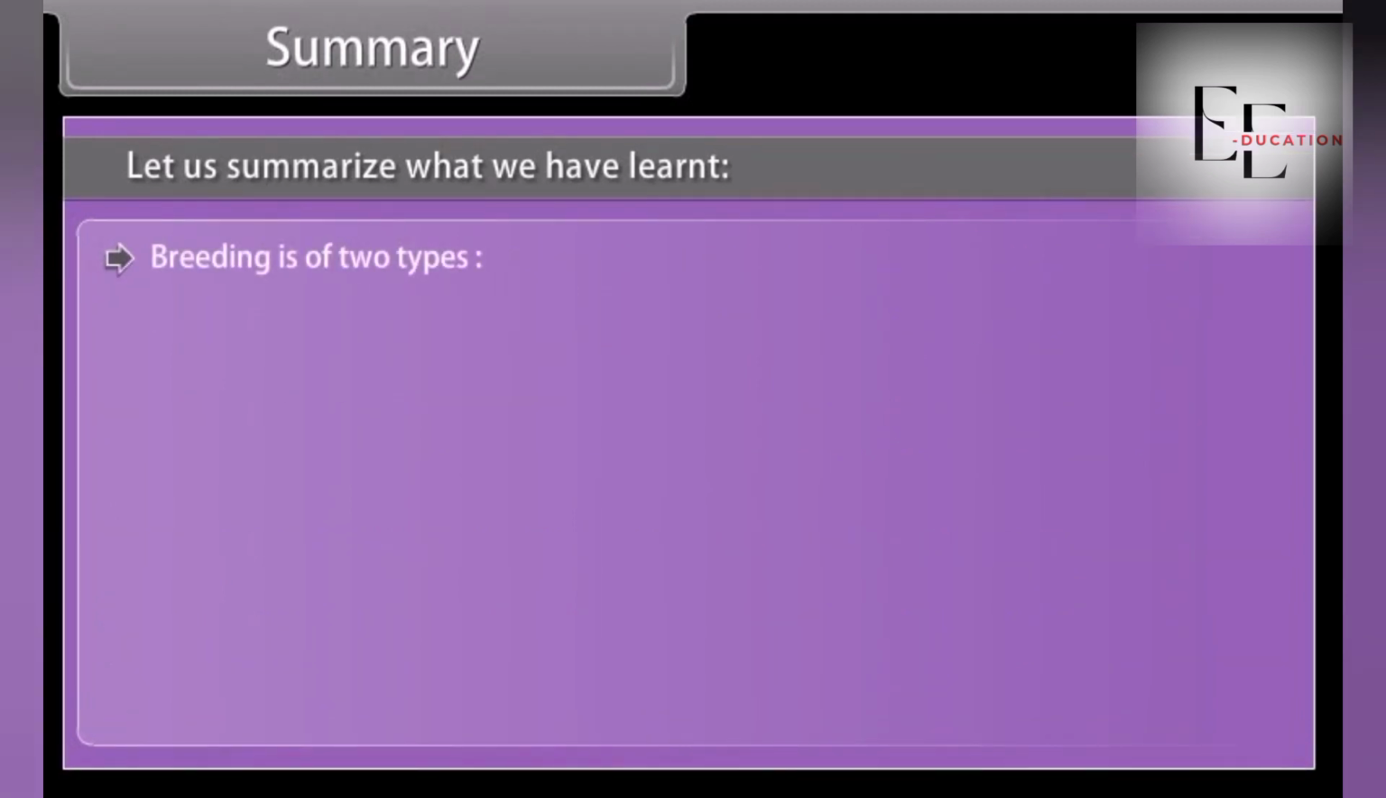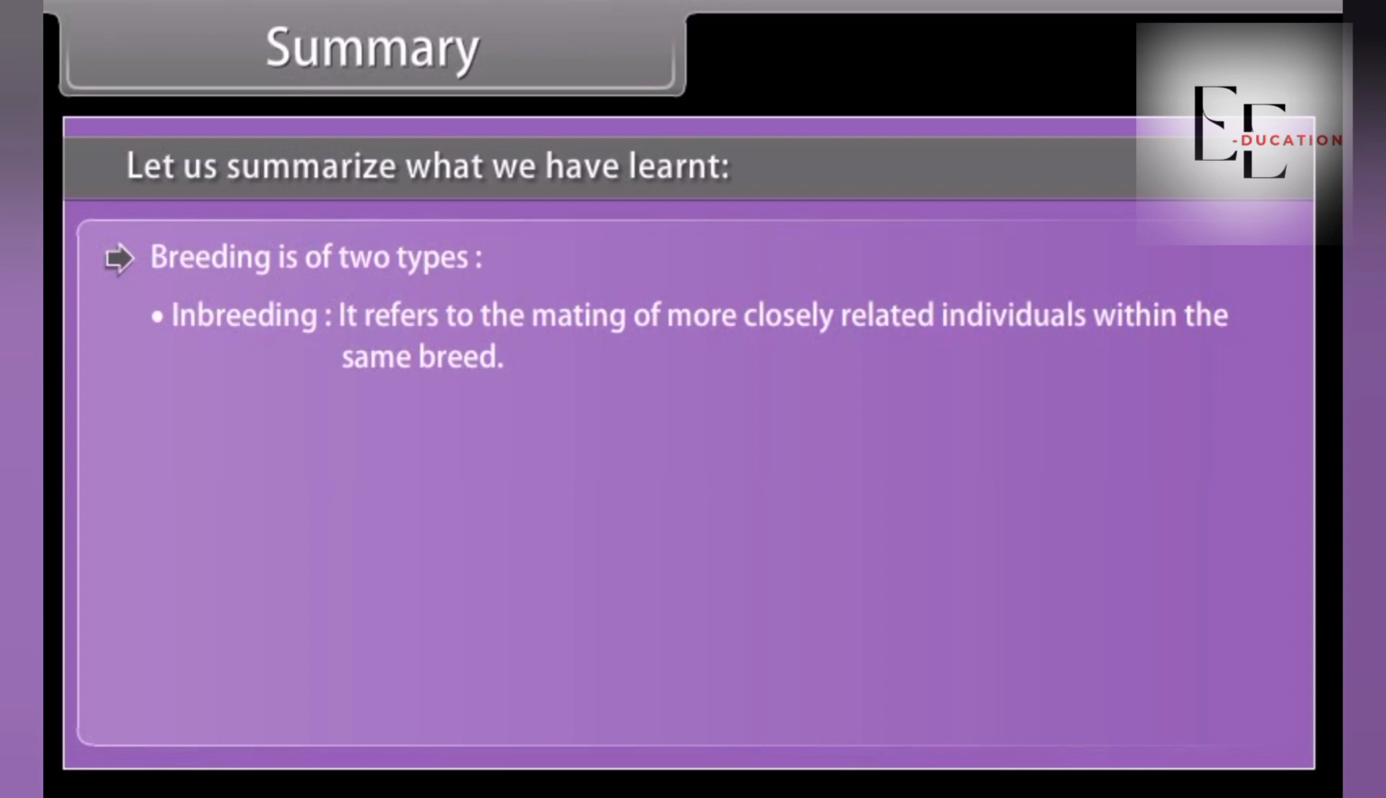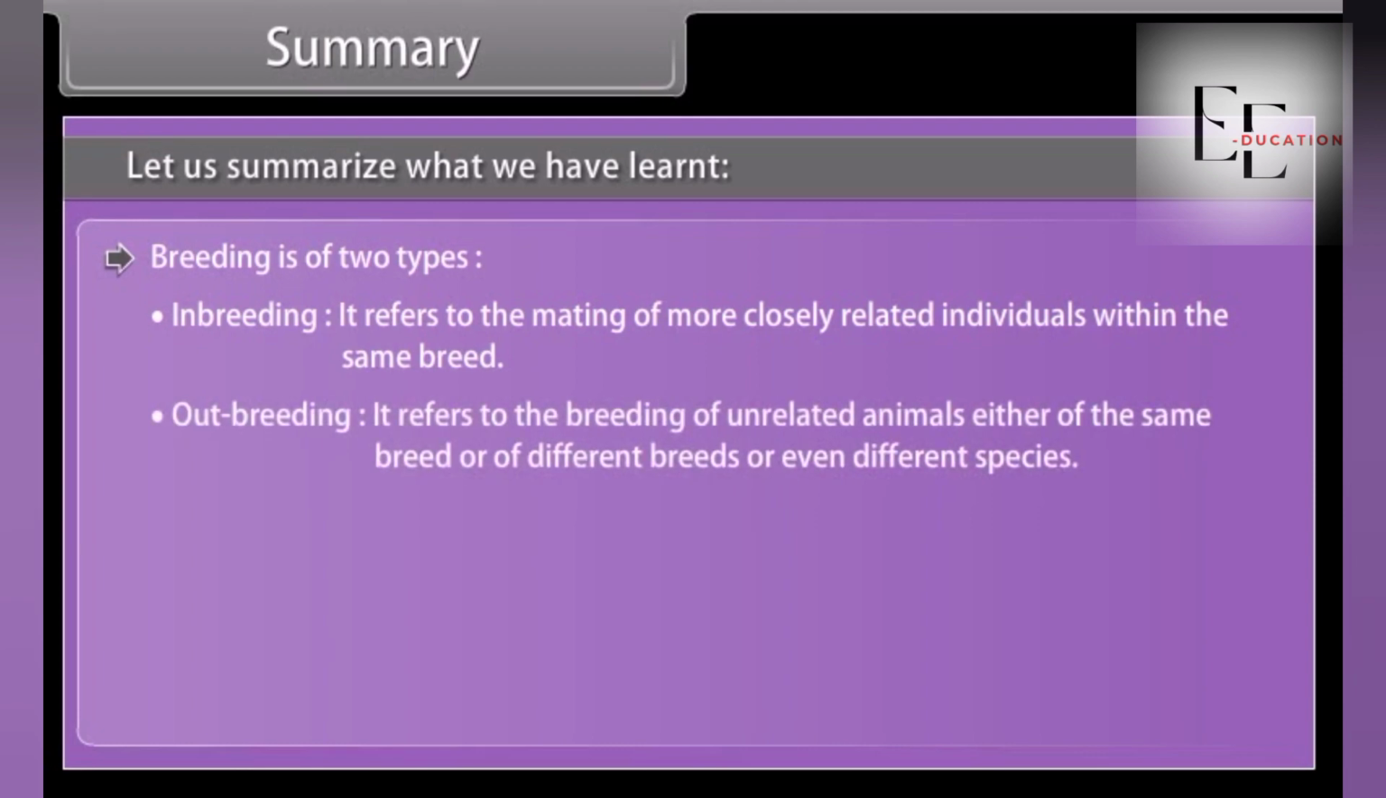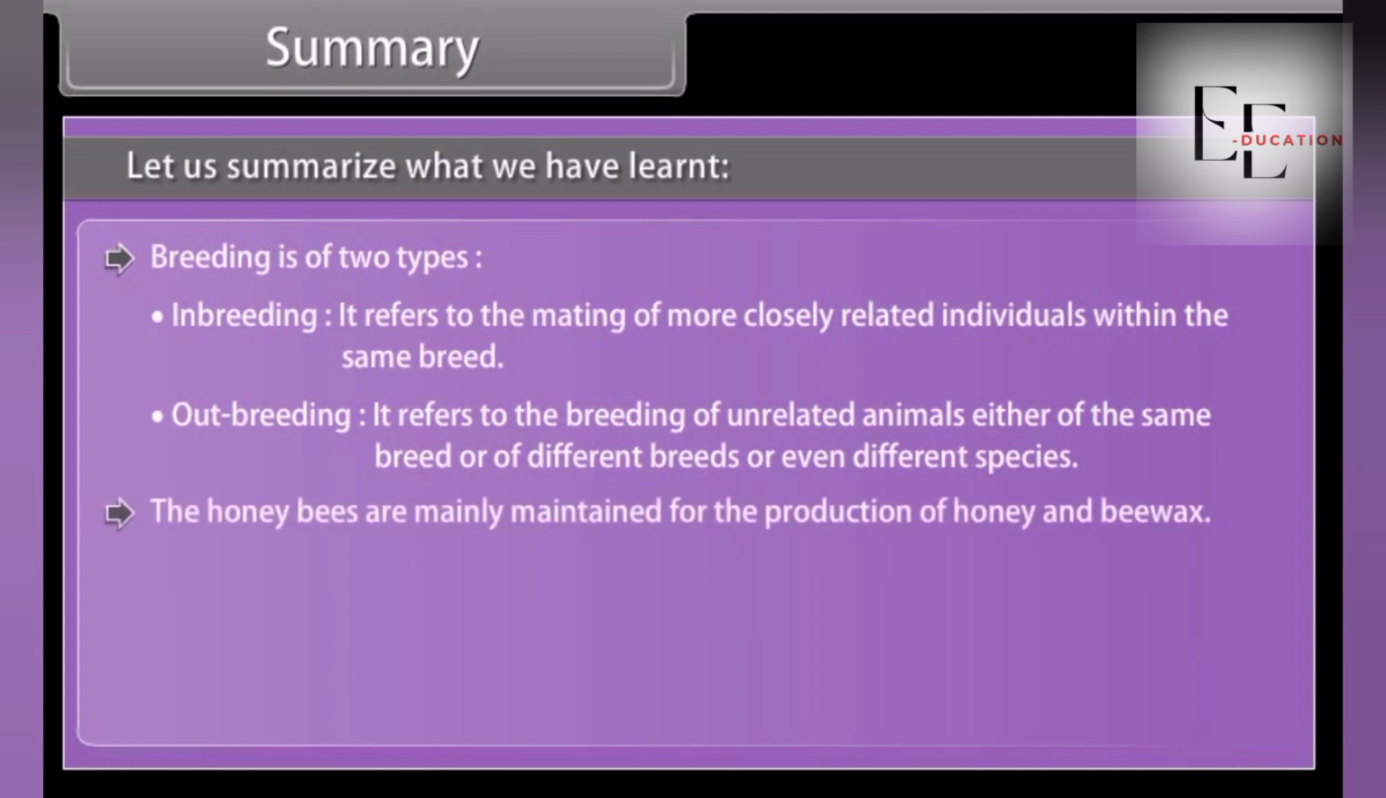Breeding is of two types. Inbreeding: it refers to the mating of more closely related individuals within the same breed. Outbreeding: it refers to the breeding of unrelated animals, either of the same breed or of different breeds or even different species. The honeybees are mainly maintained for the production of honey and bee wax.